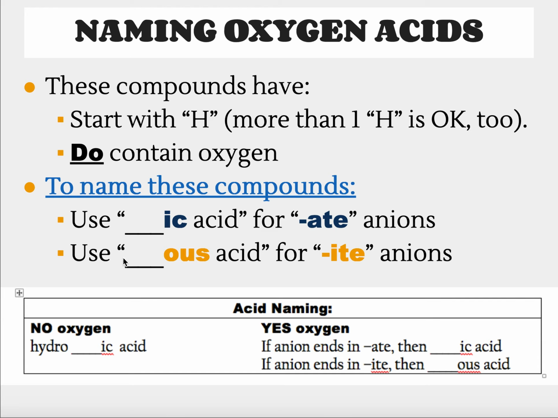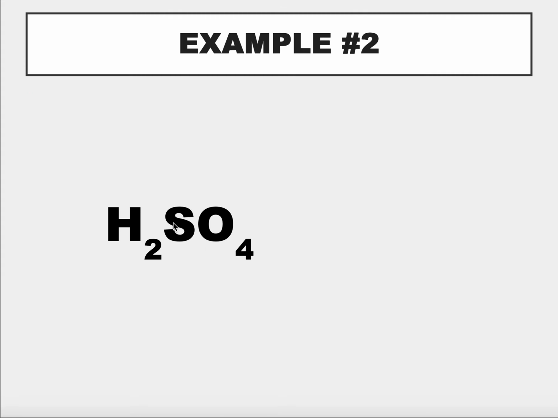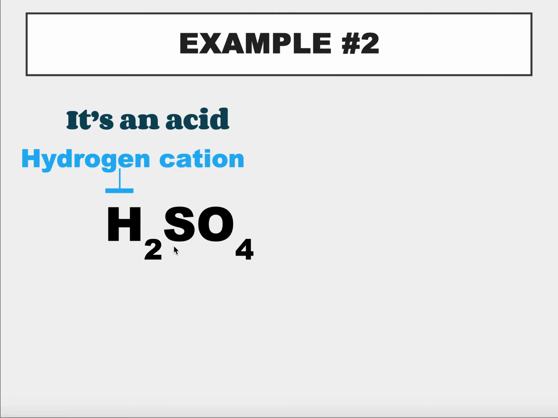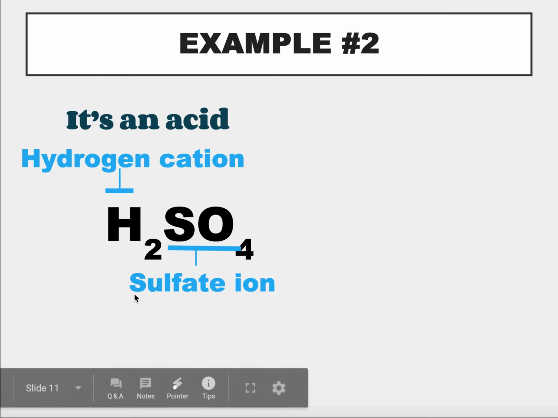Notice it doesn't start with hydro. It's just blank ending for the acid. So here, in this example, I see that it starts with hydrogen, so I know it's an acid. And then SO4, that's the other thing. I look on my pink sheet, what is SO4? I notice it's the sulfate ion.